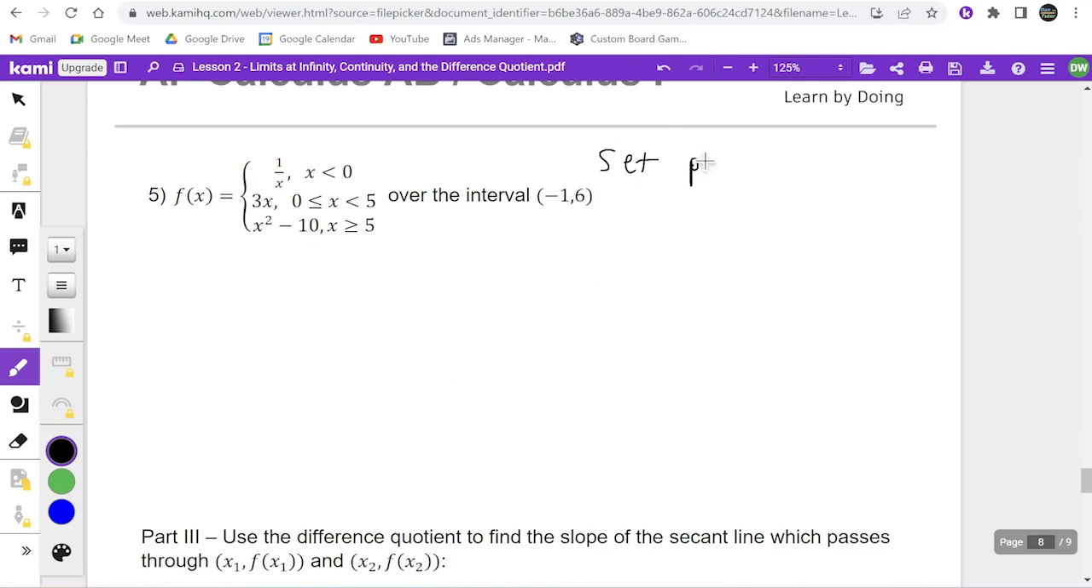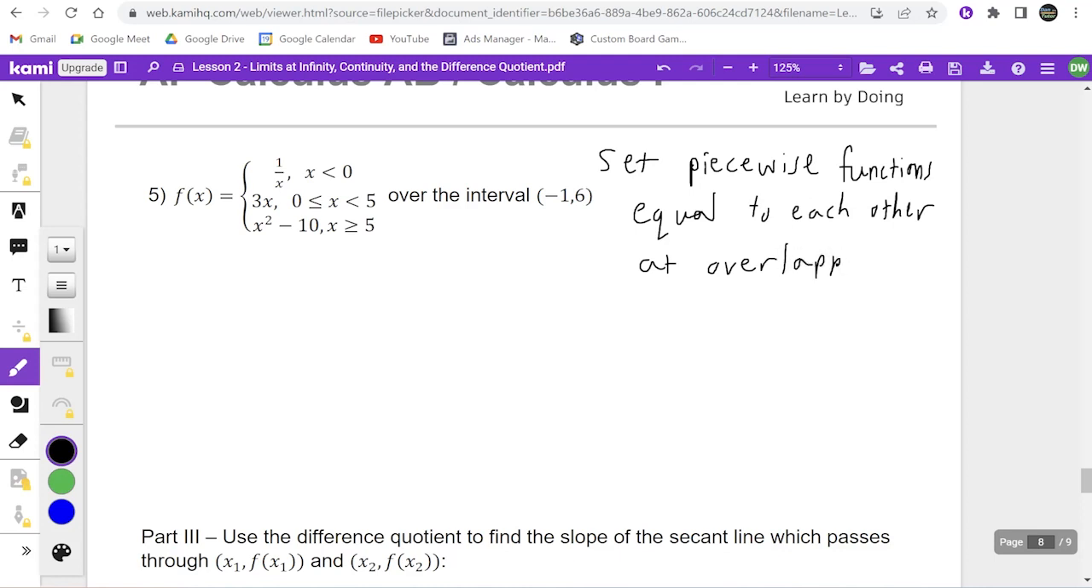Set piecewise functions equal to each other at overlapping points. I'll give you a second to write that down. Set piecewise functions equal to each other at overlapping points.